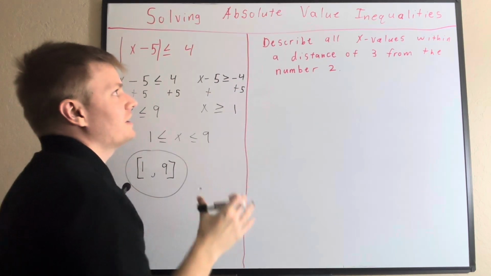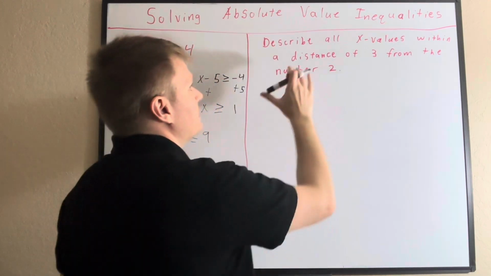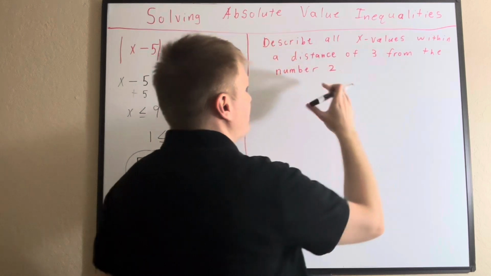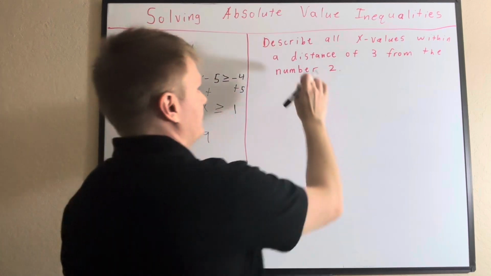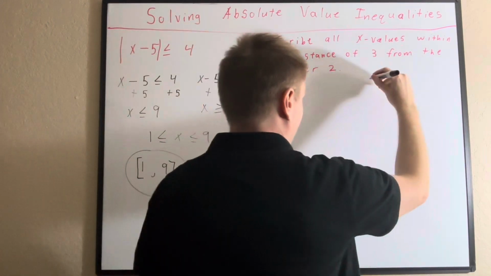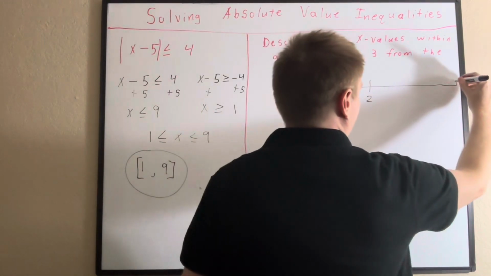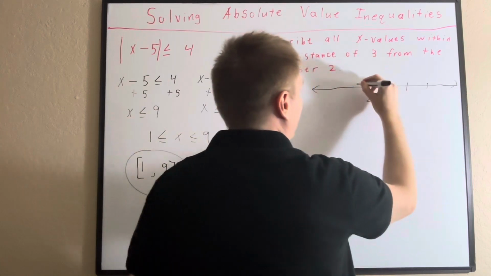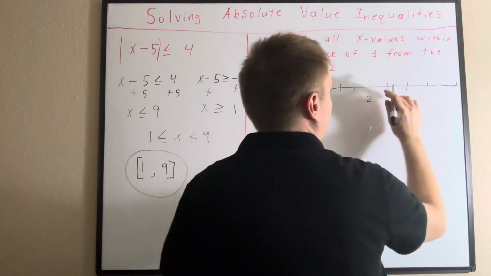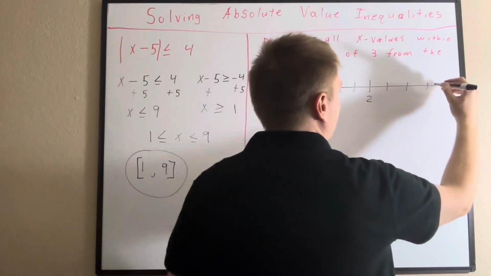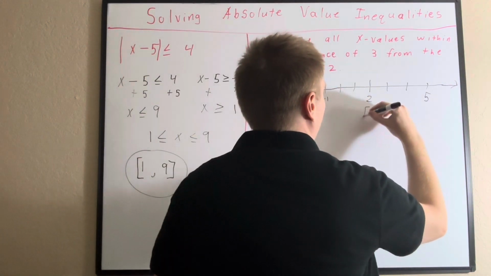Now, first thing I like to do when I'm given these problems, because the wording can be confusing. It says describe all x values within a distance of 3 from the number 2. Well, I can just reason what that is, right? Because a distance of 3 from the number 2, so we're starting at the number 2 on the number line. And everything a distance of 3 from that, 1, 2, 3 that way, and 1, 2, 3 this way. So 2 minus 3 is negative 1, and 2 plus 3 is 5. So it's going to be everything from negative 1 to 5.